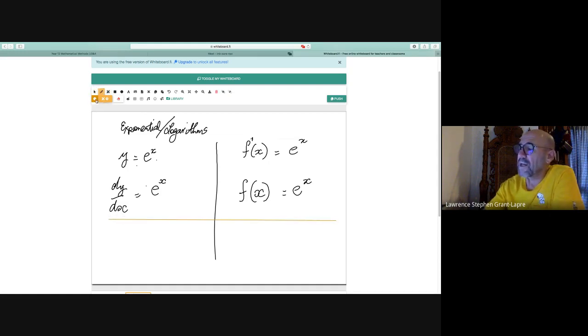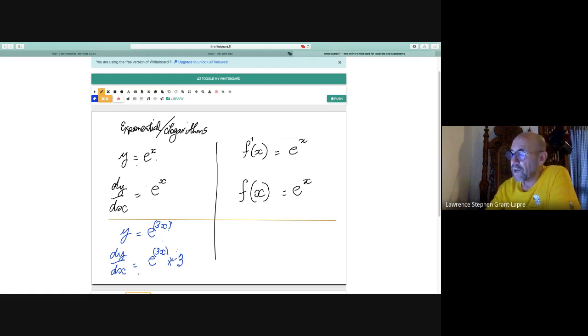Now I'd like to look at if there was e to the power of 3x. And what's the derivative of e to the power of 3x? Now here we have like a chain rule where the first part of the derivative is simply e to the power of 3x, nothing changes. And then we have to multiply by the derivative of that bracket, and the derivative of that bracket is 3. So y equals e to the power of 3x, and the derivative is 3e to the power of 3x.